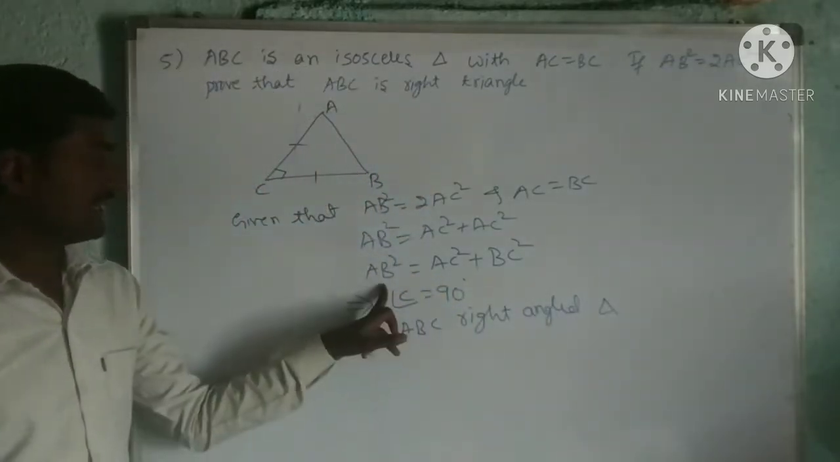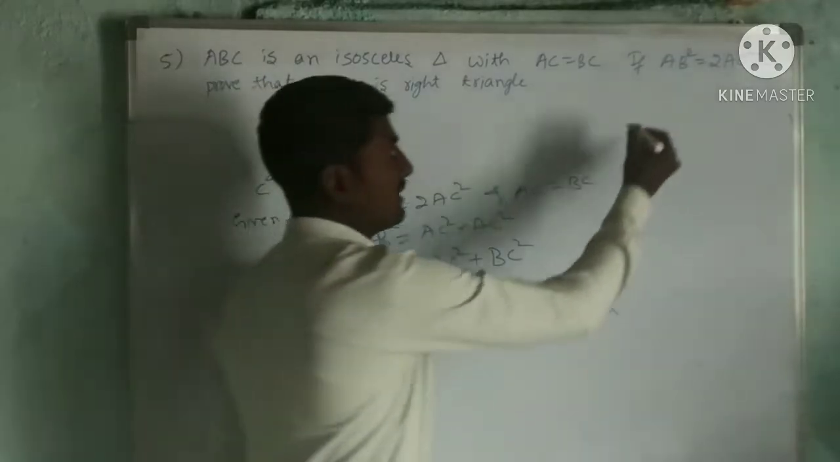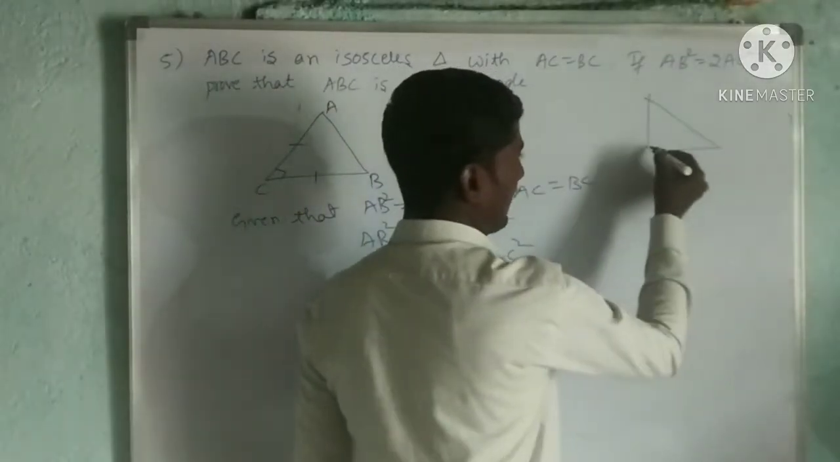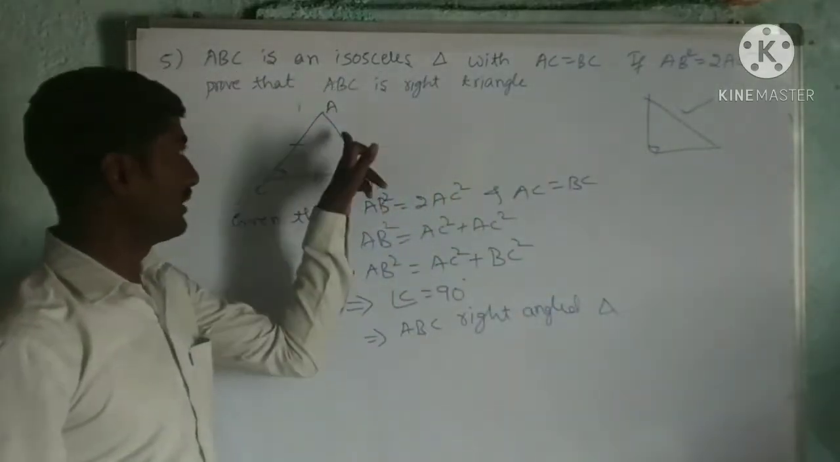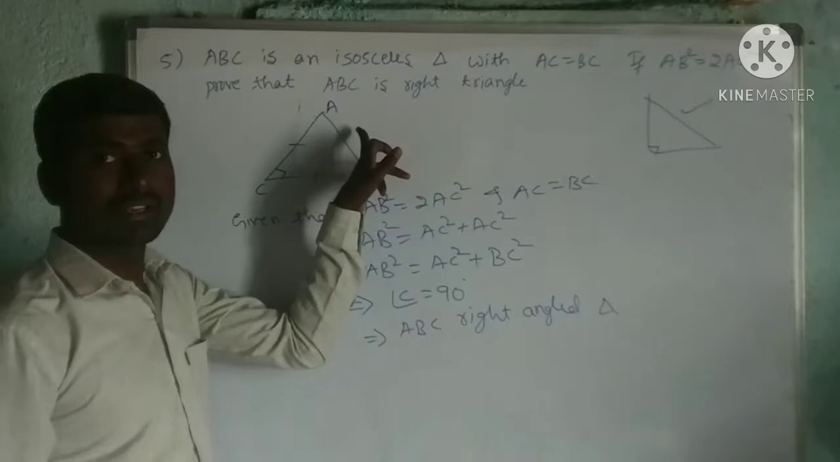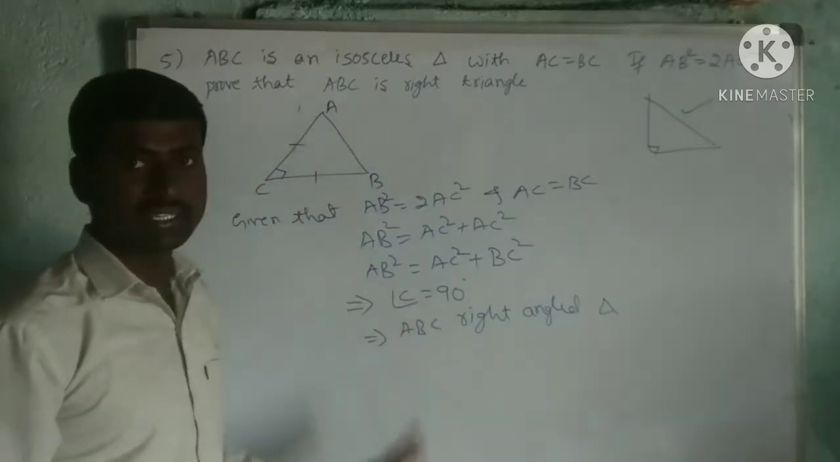Here AB is the hypotenuse. So in a right angle triangle, the angle opposite to the hypotenuse is always the right angle. The hypotenuse here is AB. The angle opposite to this is C. Therefore angle C is 90 degree.